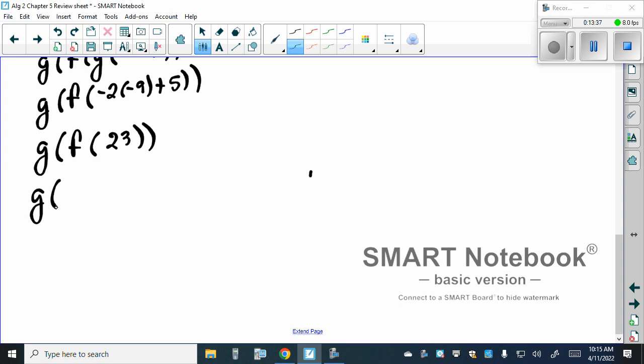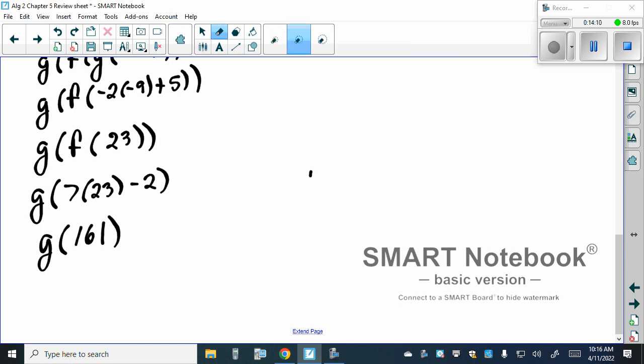Now we're plugging 23 into f of x, which would be 7 times 23. Is it plus 5 or minus 5? Minus 2. I'm thinking of the other one. But again, 7 times 23 minus 2. We can just plug that into the calculator. And this would give us 159.